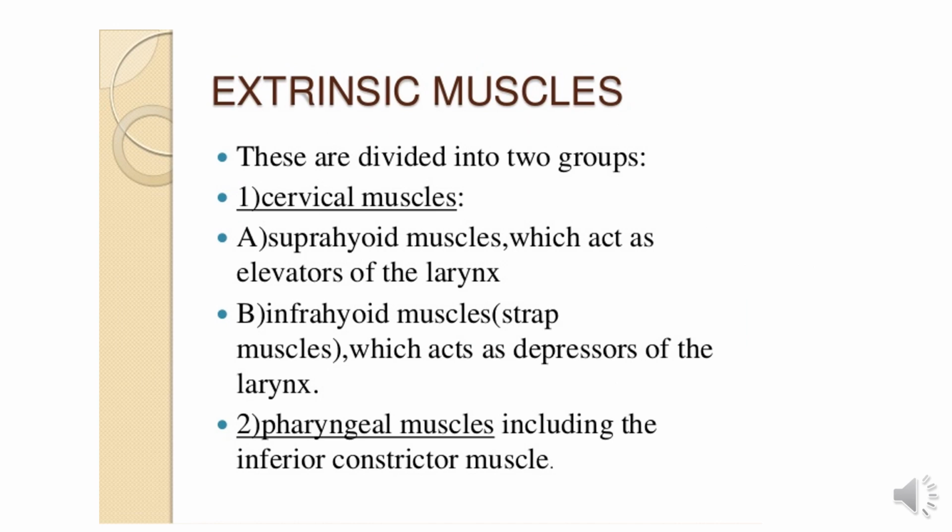Extrinsic muscle. These are divided into two groups, cervical group and pharyngeal group. اللي احنا هسه حكينا هن suprahyoid muscle اللي هي cervical group act as elevator of the larynx, while infrahyoid muscle اللي هي strap muscle depress the larynx. pharyngeal muscle اللي هي inferior constrictor muscle هاي تسوي تغلق يعني شلون كأنه جدار خلفي لللارنكس.